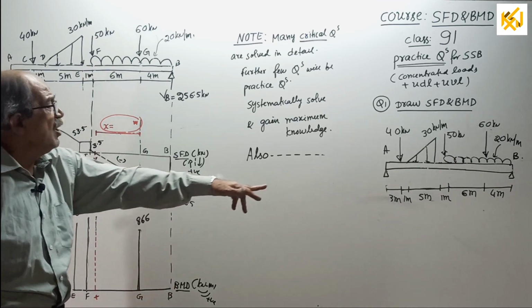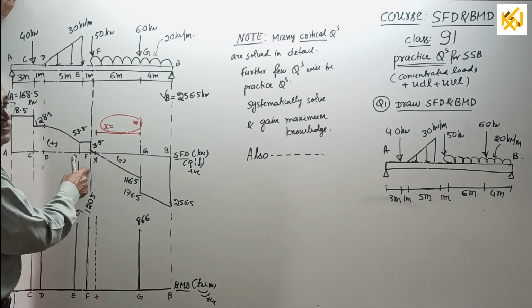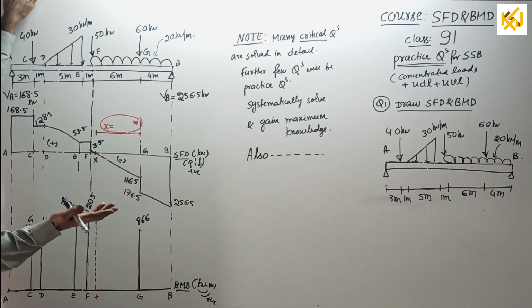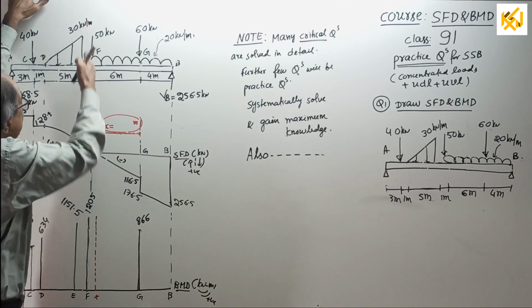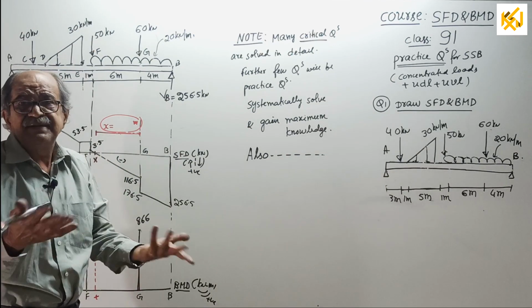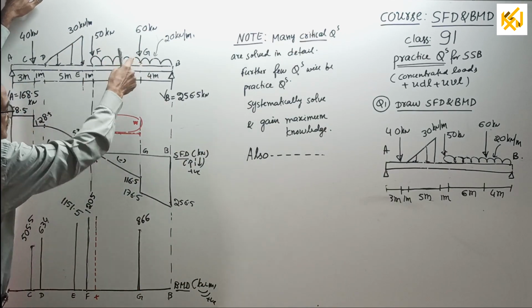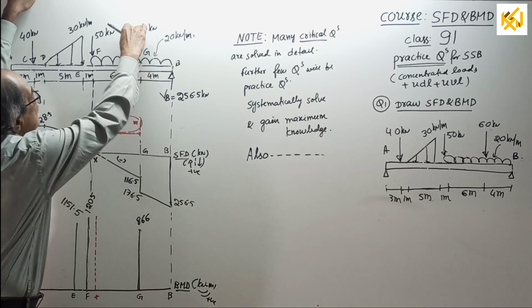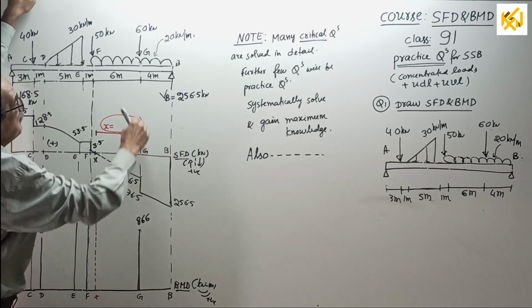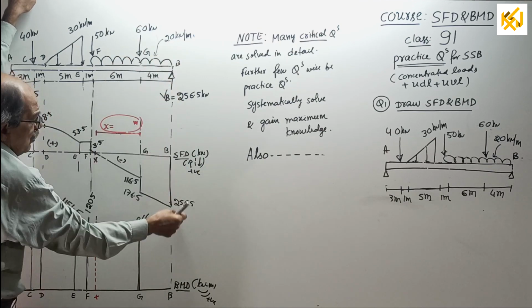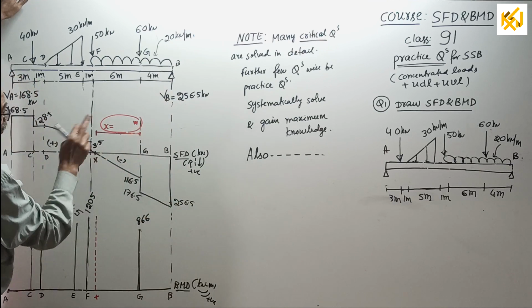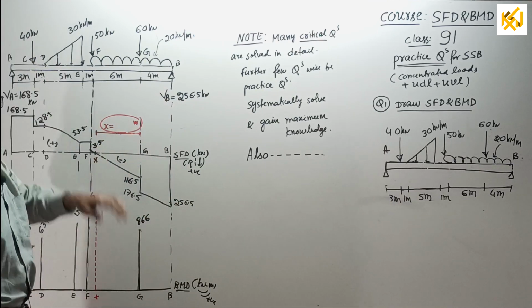Yes, I set the question so that the SFD will cross the baseline somewhere in the UDL. As soon as I got the reaction, I checked it. Otherwise, I would have changed the numerical. If it comes under 50, it is easy, it will come next time. Then from here to here, come down by 20 into 6. You get the value here, down by 60, 176.5. Again down by 20 into 4. Lastly, go up. Now, this point you have to locate. How to locate?